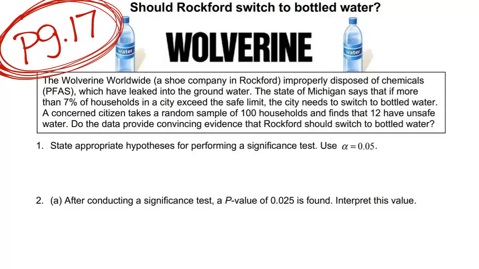So what I want you guys to start off by doing is state appropriate hypotheses for performing a significance test and use alpha equals 0.05. If you're going to state the hypotheses, what do you have to do first? Yeah, define your parameter and then state your hypotheses. We have our alpha level here. You also need to give the test statistic here. And then down in number 2, I want you to interpret this p-value. We're not going to run the whole test. I want you to interpret that p-value.